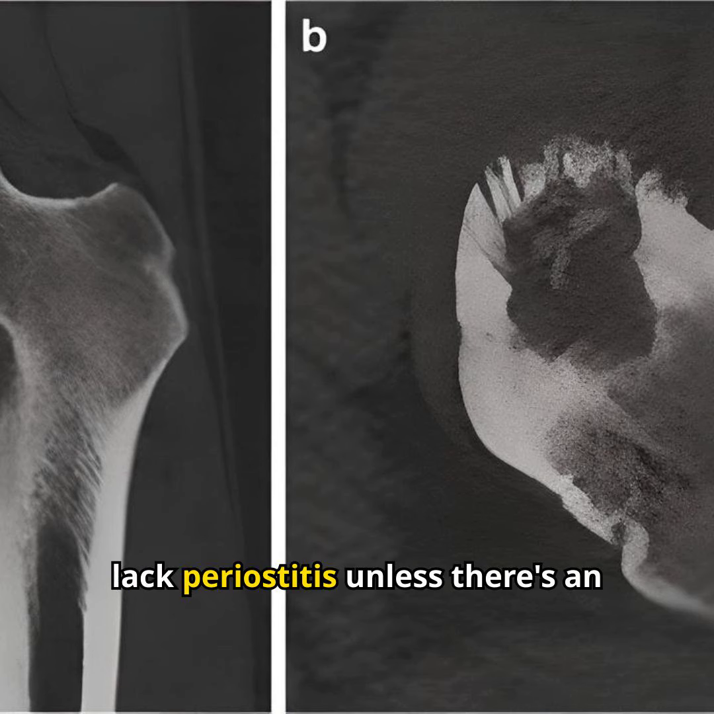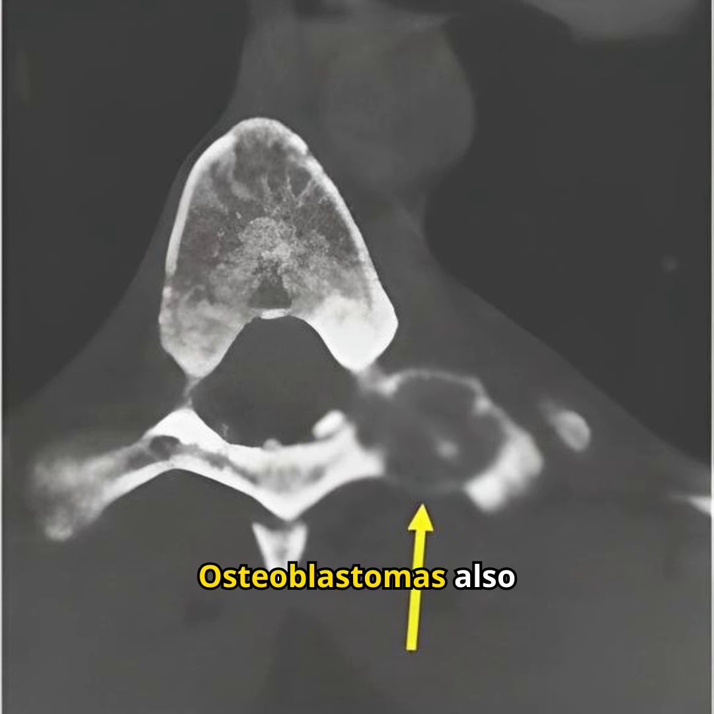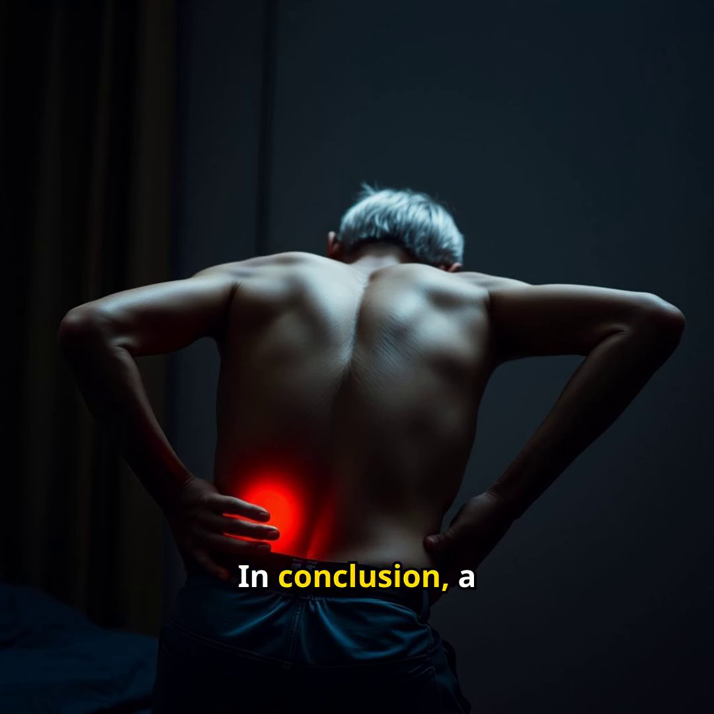Osteoblastomas lack periostitis unless there's an acute fracture, unlike osteosarcoma, which often has a soft tissue component. Osteoblastomas also differ from osteoid osteomas by their larger size, higher prevalence in the spine, and greater number of giant cells. In conclusion, a thorough understanding of osteoblastomas' distinctive features is crucial for accurate diagnosis and effective treatment.